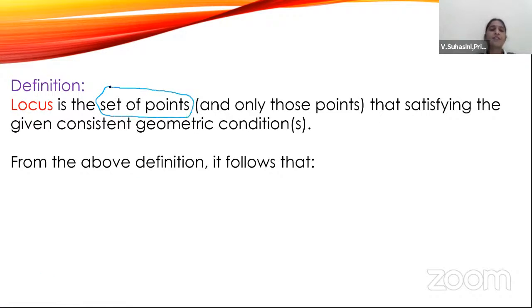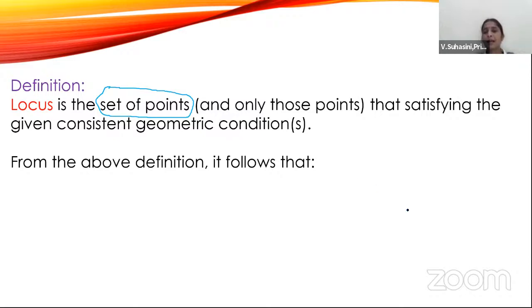You cannot collect everything what you want and call it as a set. You have to collect the elements which follow certain rules, and only those points should be there, not unnecessary points. Locus is a collection of points. Which collection? A collection that satisfies the given consistent geometric condition.